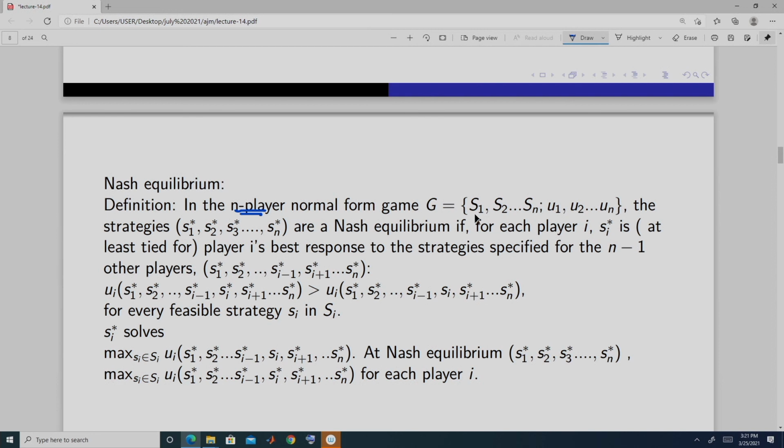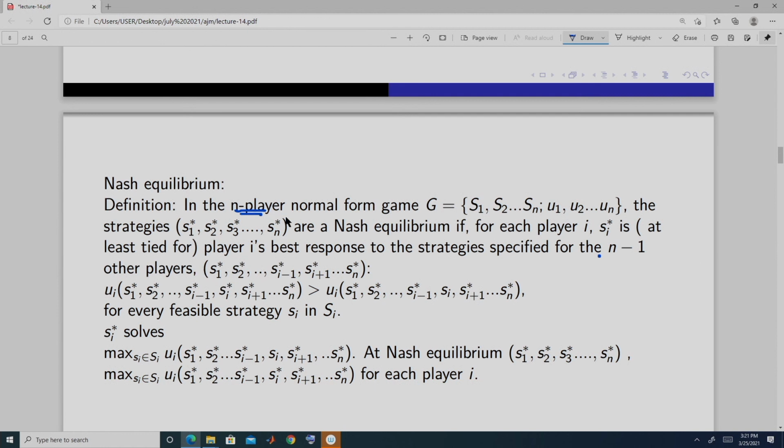So, there are n players, each player has a strategy space or action space given by capital S, and there is a payoff defined for each of these outcomes, U1 for player 1, U2 for player 2, like this. There are many strategies, one for each player. The strategies are a Nash equilibrium if for each player i, Si star is at least tied for player i's best response to the strategy specified for the n-1 other players.